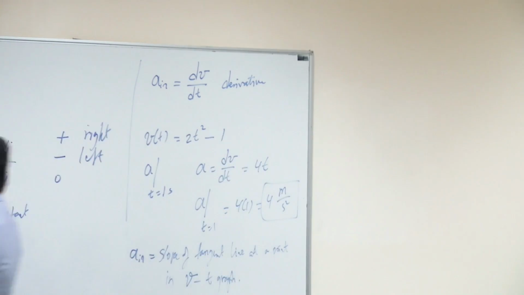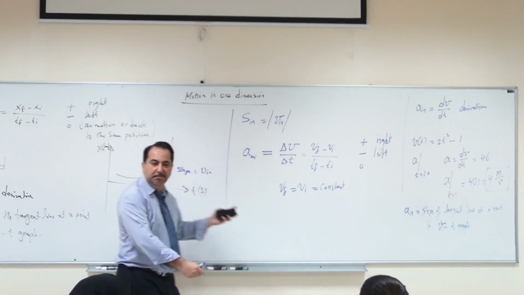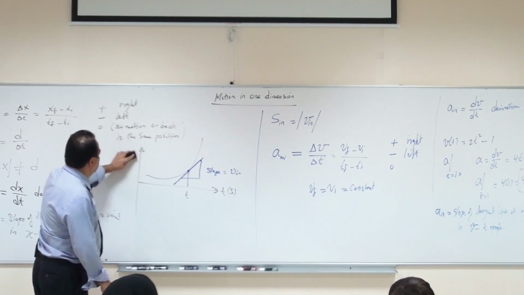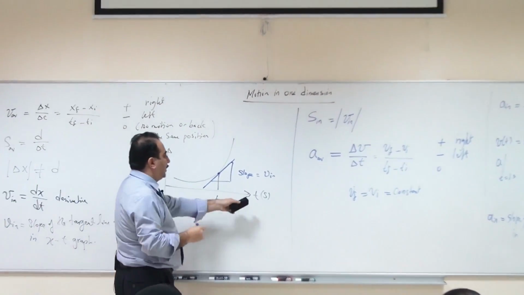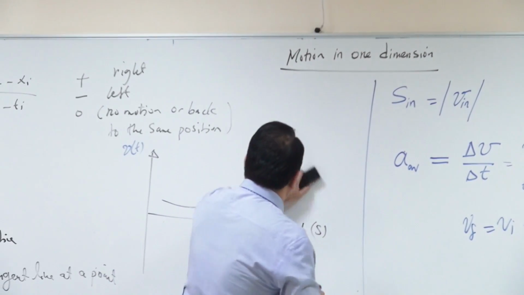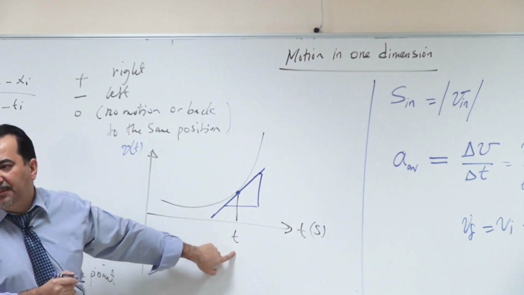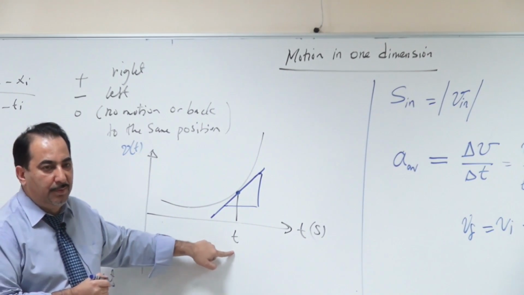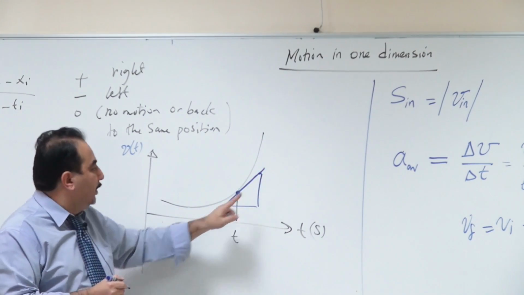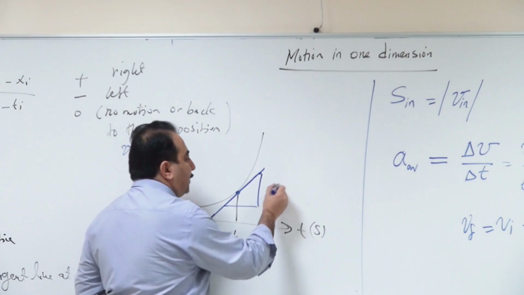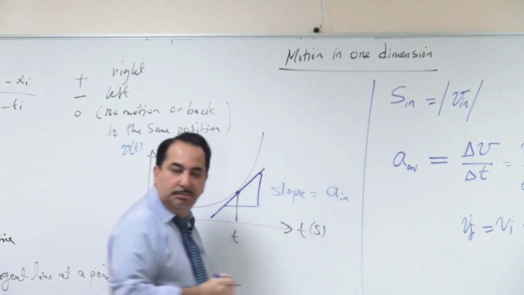So if I take the xt graph here, think of it as a VT graph. I'll change it. Velocity time graph, okay? Now, what happens? If I say, what's the acceleration at t? What do I have to do? Draw a tangent at t. Take 2 points, and the slope will represent what? An instantaneous acceleration.